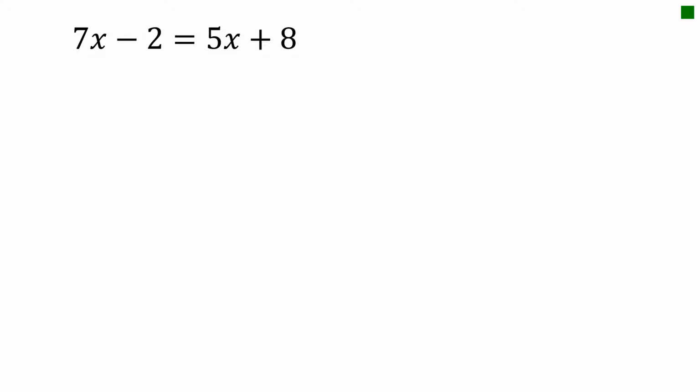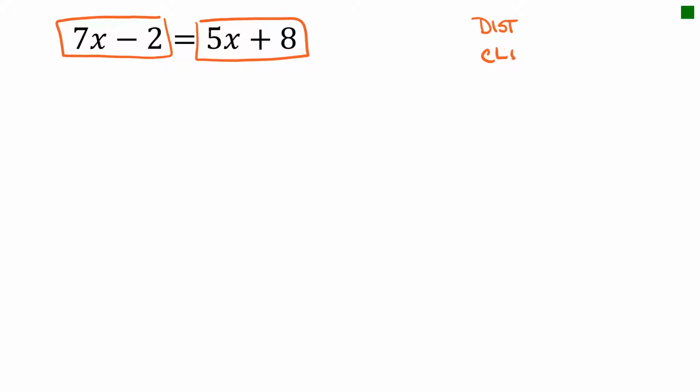All right, so if you look at this one, you know I like to take my left side, put it in a box. Take my right side, put it in a box. Question, I'm only looking at the left-hand side. Do I need to distribute? Nope. Do I need to combine like terms? Nope. So now I'm only looking at the right side. Do I need to distribute? Nope. Do I need to combine like terms? Nope. That means both sides of the equation are as clean as they can get.